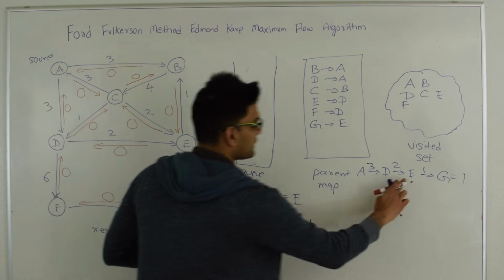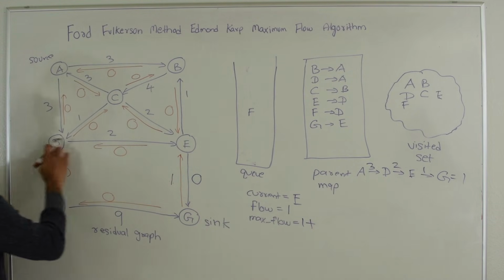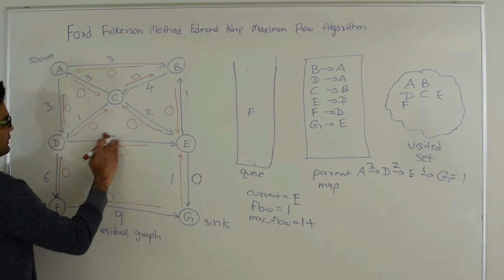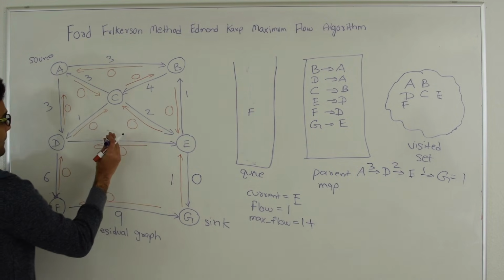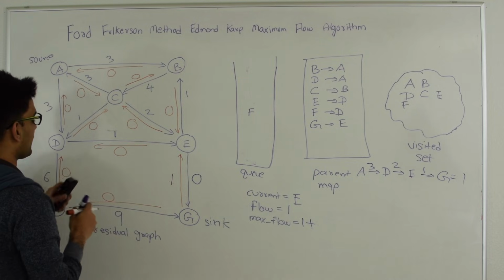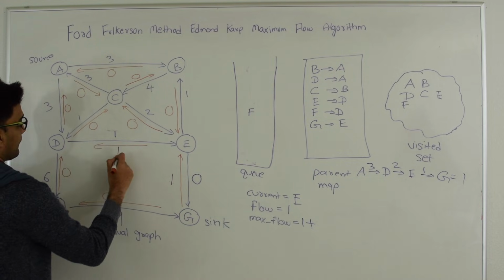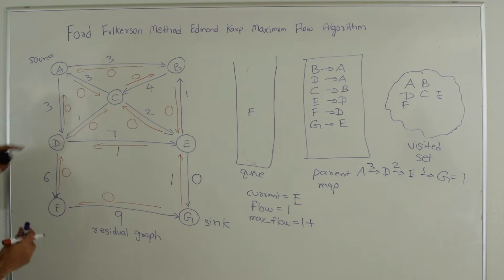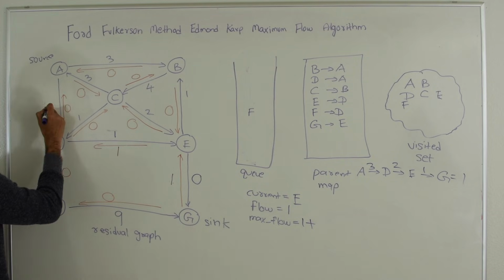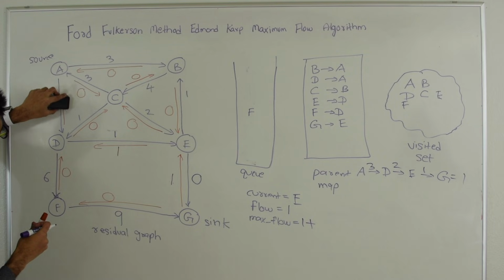Then I'm going to go to D to E. So D to E, reduce this residual capacity by 1. So this becomes 1. And increment this residual capacity by 1. So this also becomes 1. And then I'm going to go to A to D. So A to D, decrease this residual capacity by 1. So this becomes 2, 3 minus 1, 2. And increase this residual capacity by 1. So this becomes 1.